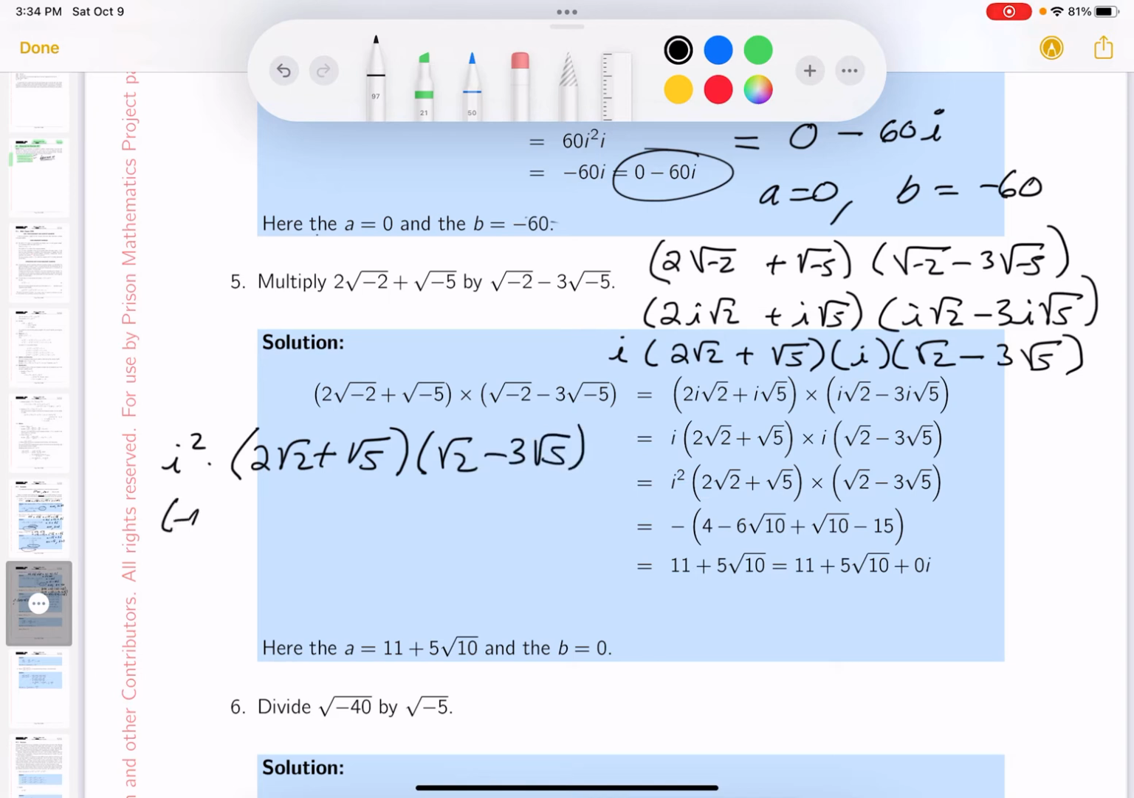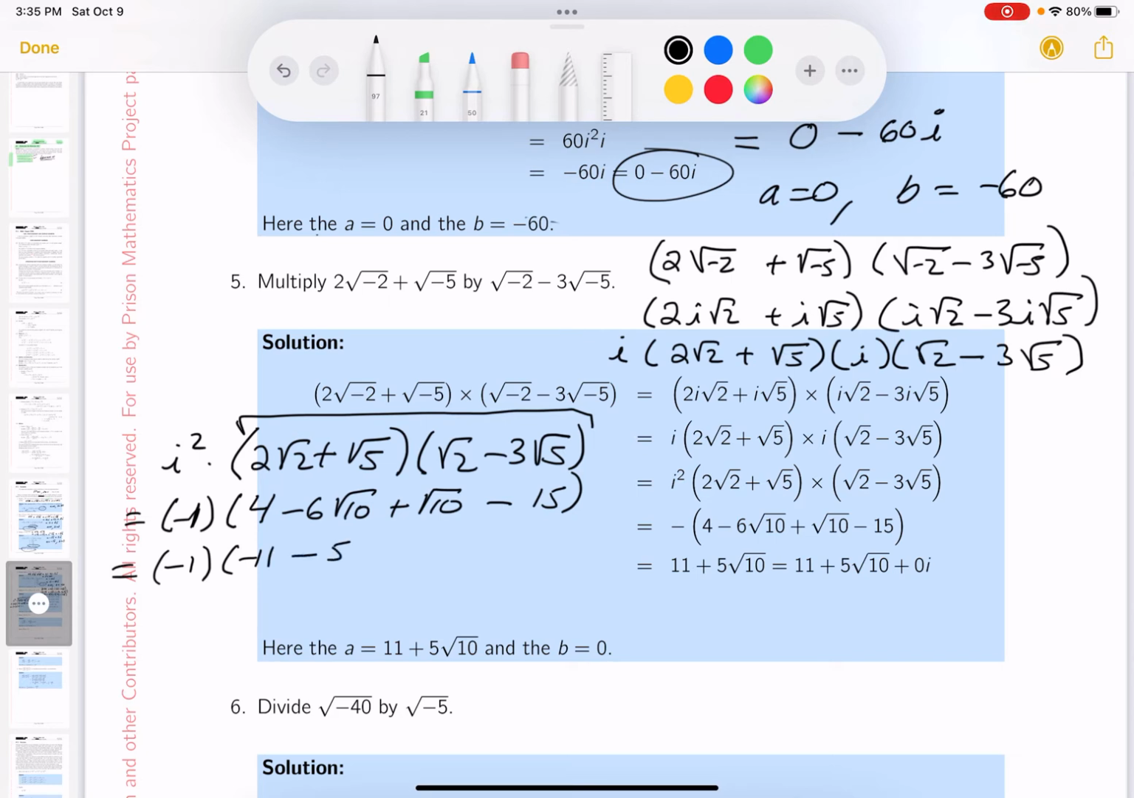Well, i squared is minus 1. That's done. And now I'm going to do this multiplication over here. And what do you get? 2 root 2 times root 2 is going to be 2 times 2, which is 4. Then you're going to get minus 6 root 10 plus root 10 minus 3 times 5, which is 15. I'm going to keep going, one step at a time, right? So you get 4 minus 15 is minus 11. Minus 6 root 10 plus 1 root 10 is going to be minus 5 root 10.